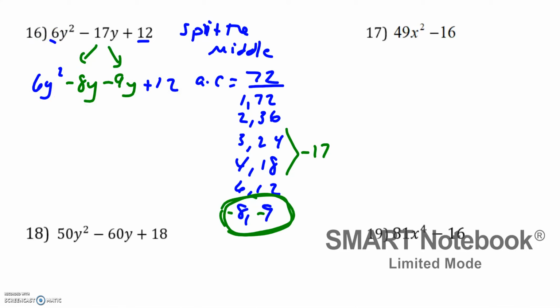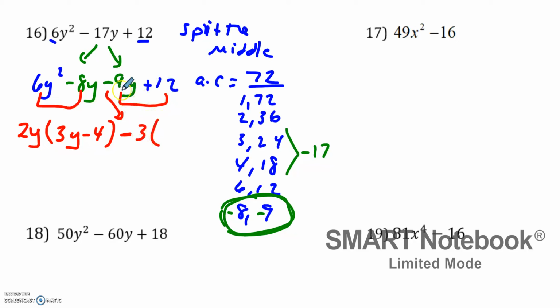And now we created a grouping problem. So we group these 2 together, group those 2 together, take a greatest common factor out of both. My GCF of these first 2 would be 2y, and I would be left with 3y minus 4. Carry down the minus sign. So I'm really taking out a negative 3 here. Negative 3 out of negative 9 is a 3y. Negative 3 out of a positive 12 is negative 4.